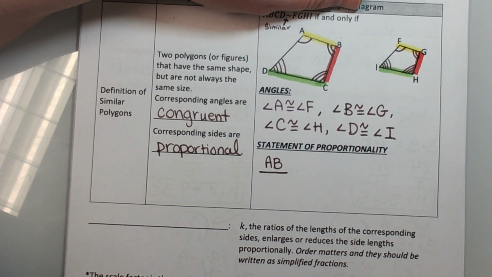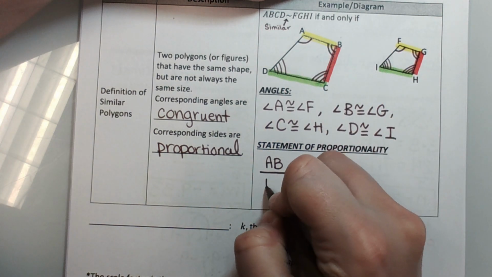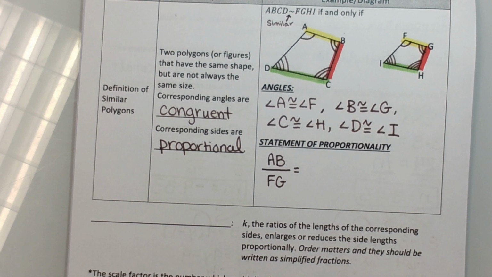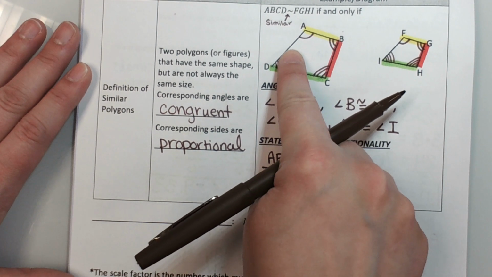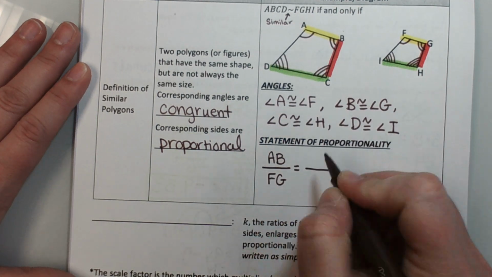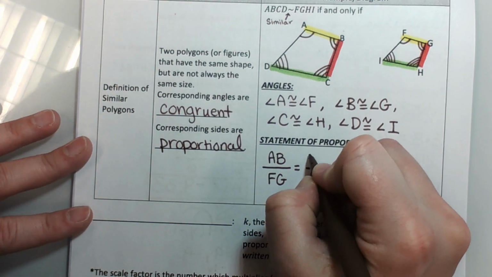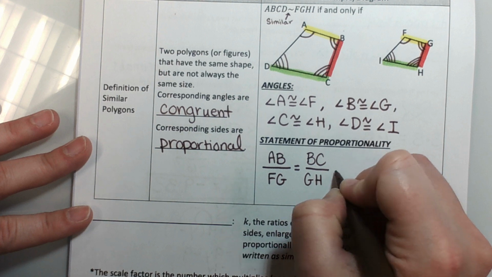And I put AB over the top of its corresponding side. AB's corresponding side is FG. And that is equal to. Now, I need to make the top of every single fraction that I write out come from the same shape. AB came from this shape, which means the top of all my fractions need to come from a side off of this shape. My other corresponding sides are BC going with GH equal to.